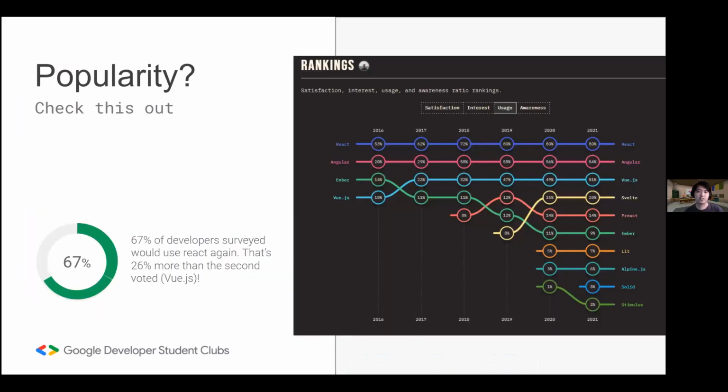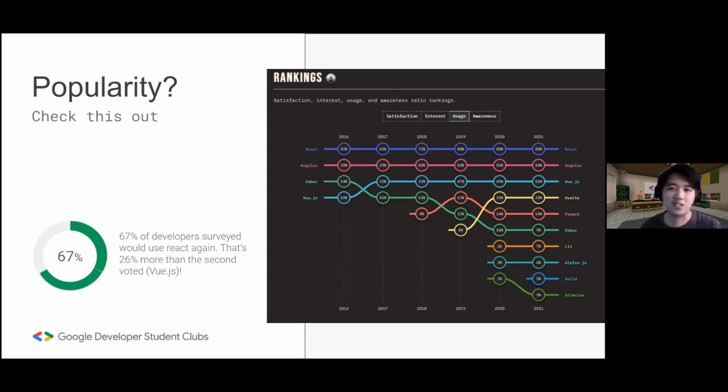React is the most popular library for frontend at the moment. You can see here in the ranking, this is courtesy of State of JS 2021, that's State of JavaScript 2021. You can see here that from 2016 until 2021, React is at the top, second only to Angular and Vue and so on. 67% of developers surveyed would use React again, which is 26% more than Vue, the second one.